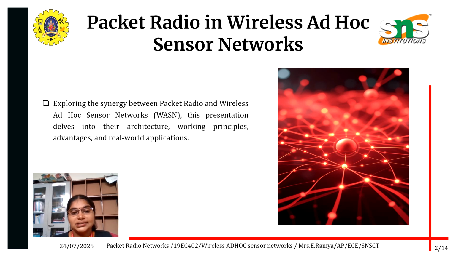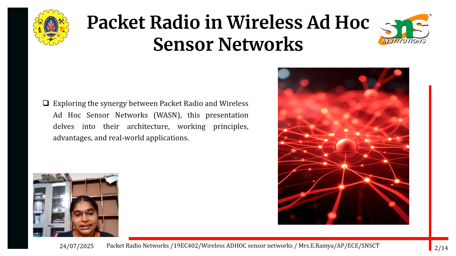So how is data represented in the OSI layers? In the physical layer, it is represented as bits. In the data link layer, it is represented as frames. A number of bits form a frame. After that, in the network layer, it is represented as packets. I hope you understand. Here we are going to discuss packet radio in wireless ad hoc sensor networks.